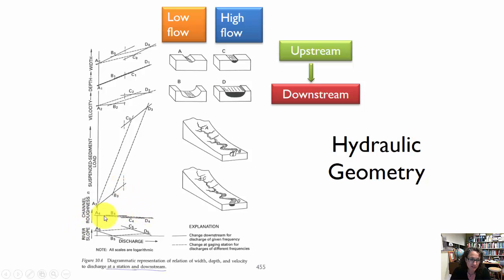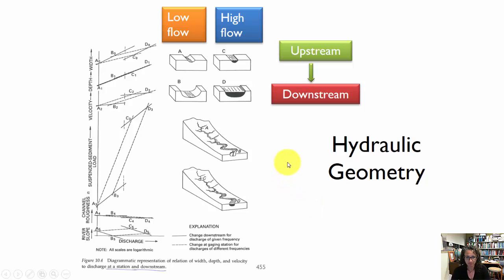Channel roughness goes down as discharge goes up, and that relationship is pretty similar whether we're at the same cross-section or going downstream. And slope decreases as we go downstream, and slope might increase a little bit as discharge goes up. That's not a strong relationship.